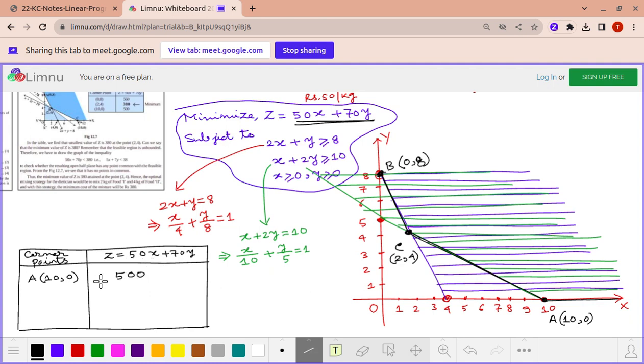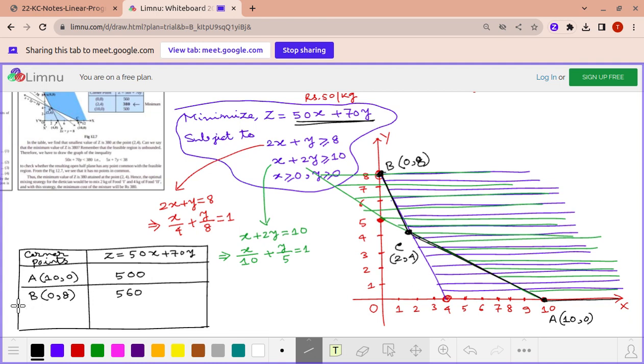So we got the first one. Next one is for the point B. What are the coordinates of the point B? That is (0, 8). Now at this point, what is the value of z? 50 into 0 plus 70 into 8, so that is 560.